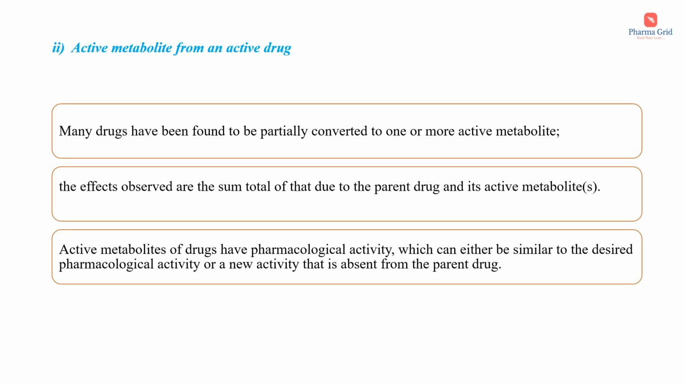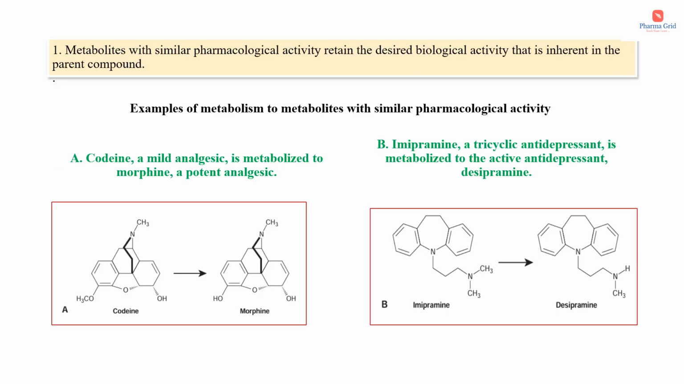Active metabolites of drugs have pharmacological activity which can either be similar to the desired pharmacological activity or a new activity that is absent from the parent drug. Metabolites with a similar pharmacological activity retain the desired biological activity that is inherent in the parent compound. Examples of metabolism to metabolites with similar pharmacological activity. The first example is codeine, which is a mild analgesic, metabolized to morphine. Morphine is a potent analgesic.